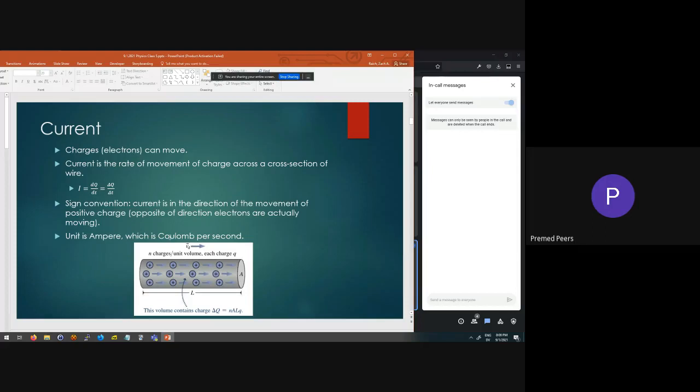The unit is the ampere, which is a coulomb per second. I said last time that 1 coulomb is essentially way too big, so an amp is also an enormous amount of current. Usually you're going to see milliamps or even smaller. Here's a little picture showing positive charges moving, and that would be the direction of the current.